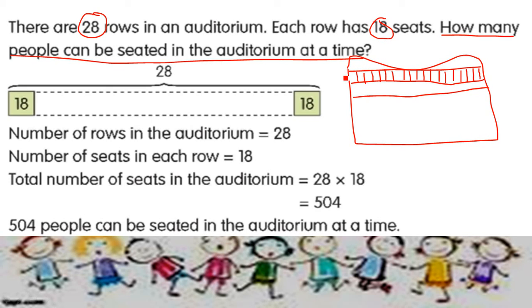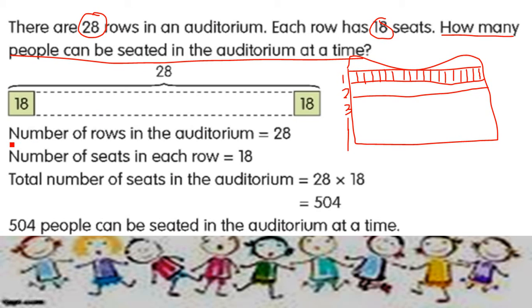So this is one row which has 18 seats. So if we have 28 rows, this is second row, this is third row, and so on. So it means there are 28 rows and each has 18 seats. So if we draw the picture, we know that we have to multiply it.